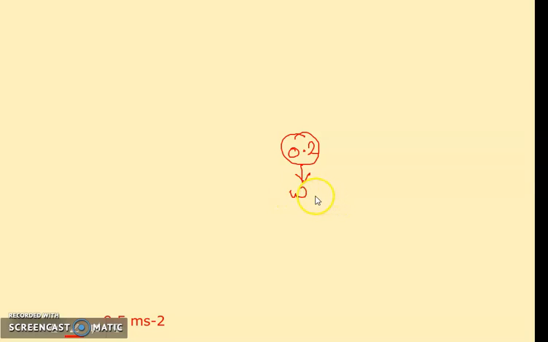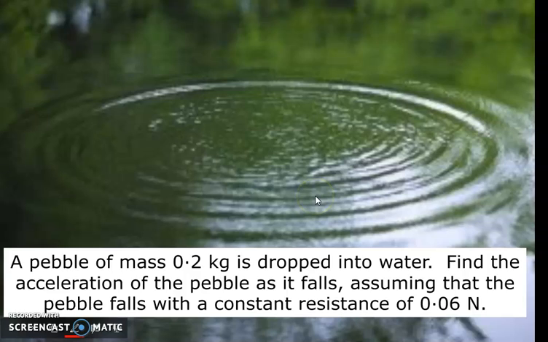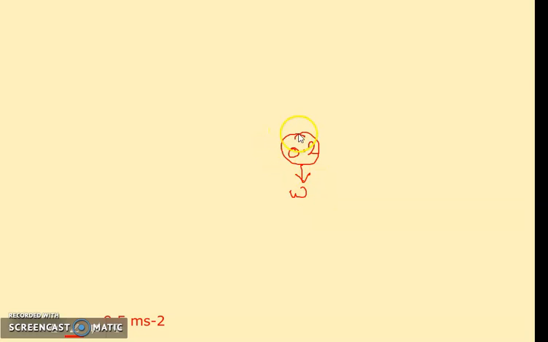If we just go back a step, what's it say? It says, find the acceleration of the pebble as it falls, assuming the pebble falls with constant resistance. Oh, all right, it has got a resistance. Right, slightly surprised by that, but there you go. We've got a resistance as it falls. So we'll mark that with an F for friction. And again, it might be better if I just write the FR for friction, just to clarify exactly what it is.